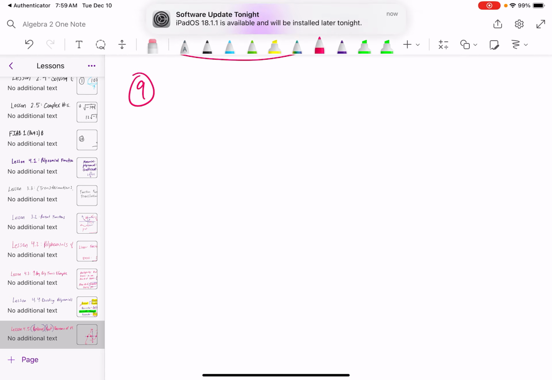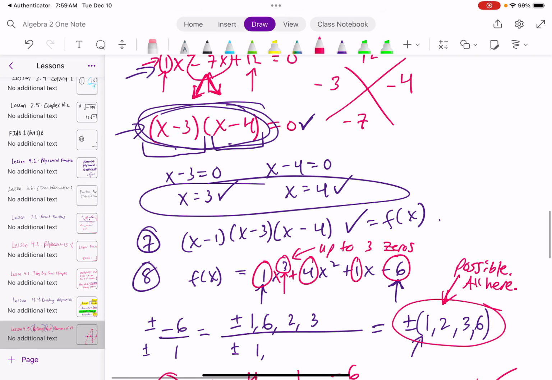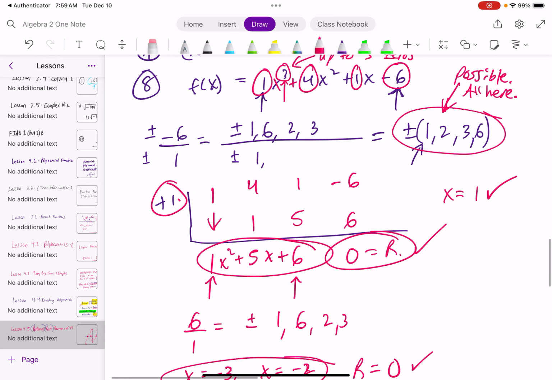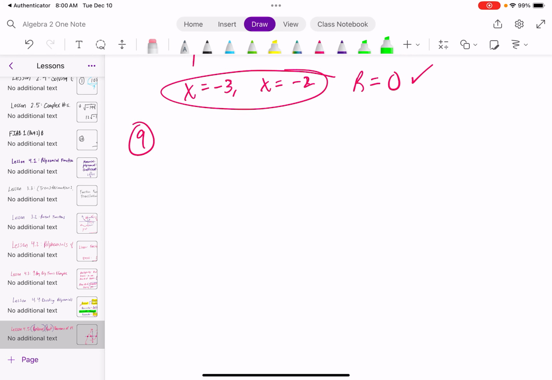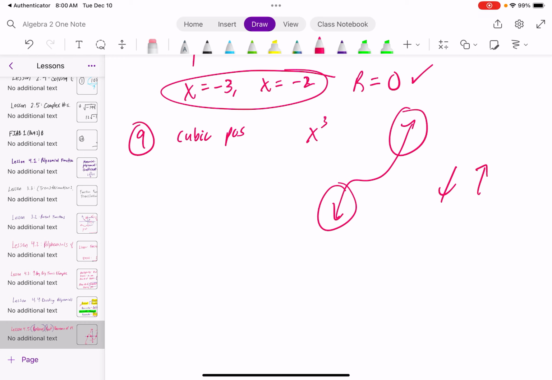Number 9, determine the end behavior of the polynomial. Easy peasy. Here we have the polynomial. It's a cubic function, right? And it's positive. So I'm going to write that. Cubic, positive. Well, that looks like x cubed, which looks like this. So this is the end behavior. It goes like this and this. That's your answer.